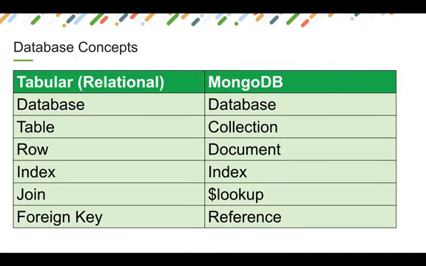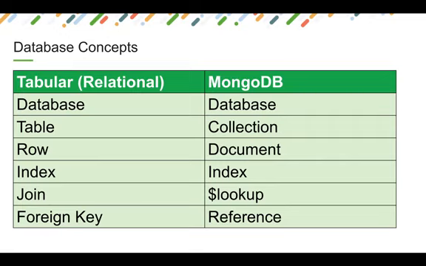So let's review some database concepts. We're going to just review some terminology. What a lot of people are used to are tabular or relational databases. So we think of things like databases, tables, rows, and stuff like that. MongoDB has similar concepts that use different terms, and I just want to make everyone aware of those terms. Instead of tables, we have collections. Instead of rows, we have documents. We can do join operations with the lookup operator. Instead of foreign keys, we utilize references.